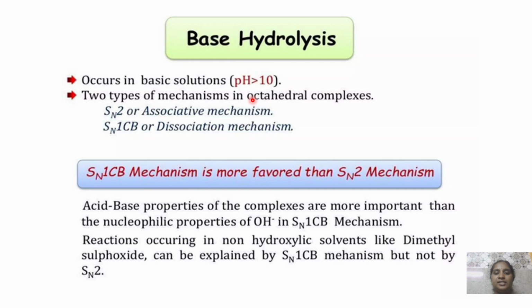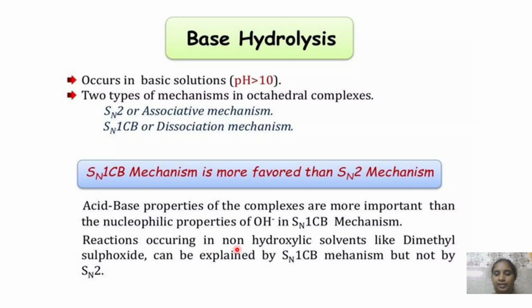Two types of mechanisms are seen in octahedral complexes: SN2, the associative mechanism, and SN1CB, the dissociative mechanism. In acid hydrolysis we see only the dissociative mechanism. Why is the SN1CB mechanism more favored than the SN2 mechanism? The acid-base properties of the complexes are more important than the nucleophilic properties of the hydroxide in the SN1CB mechanism.